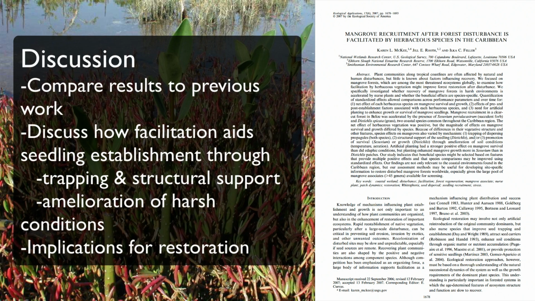The discussion compared the results to work conducted in other ecosystems and then explored how facilitation aided seedling establishment through trapping and structural support and by ameliorating harsh environmental conditions. The discussion ended with implications for restoration, which relates back to the overall benefits of the research presented in the introduction. If you have trouble outlining your main argument, you may need to restate your ideas or restructure your paper so that the benefit to the reader is clearer.